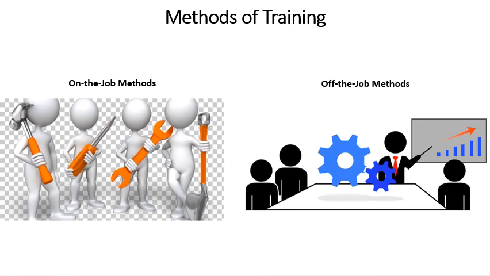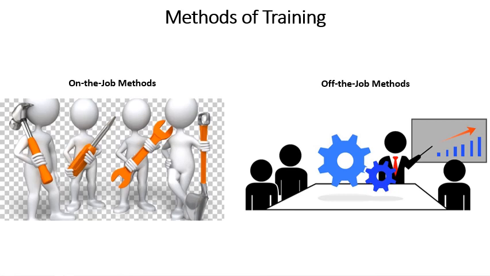The next topic is methods of training. Now there are two interesting diagrams in front of you. From these two diagrams, you can get an idea about the two types of training methods that an organization can have, that is on the job methods and off the job methods. In one diagram you can see on the job methods.